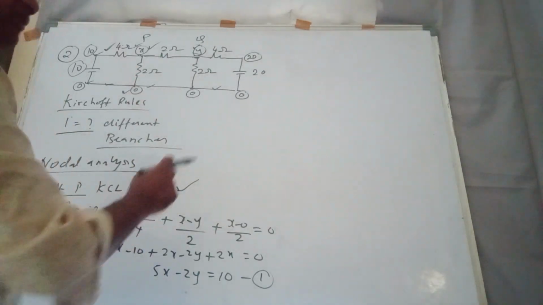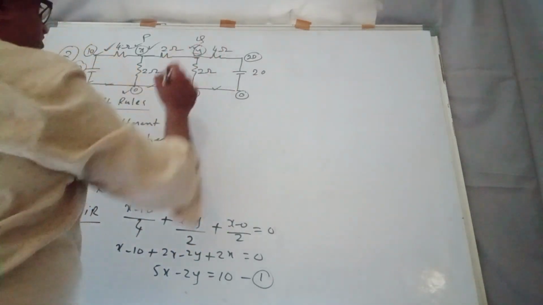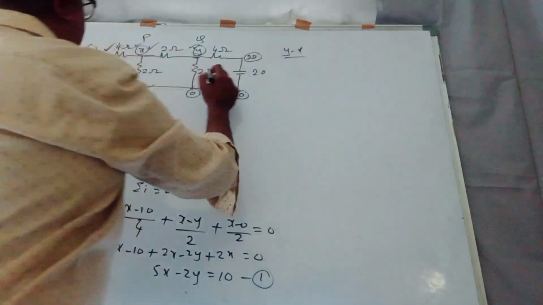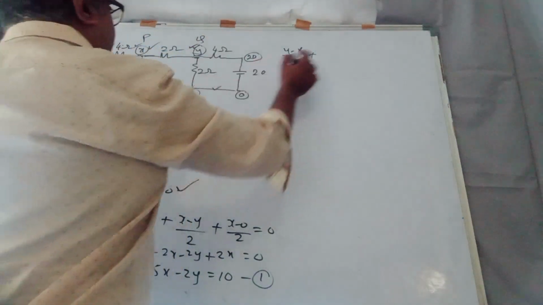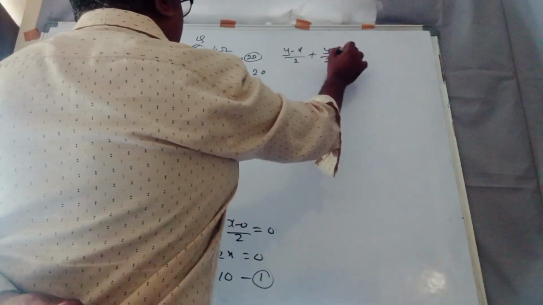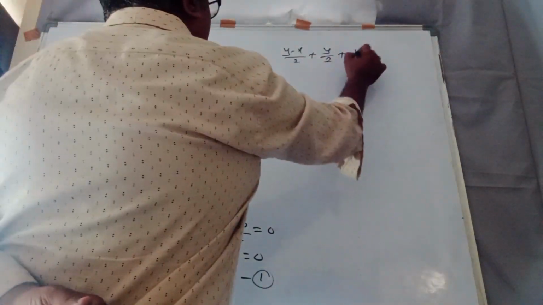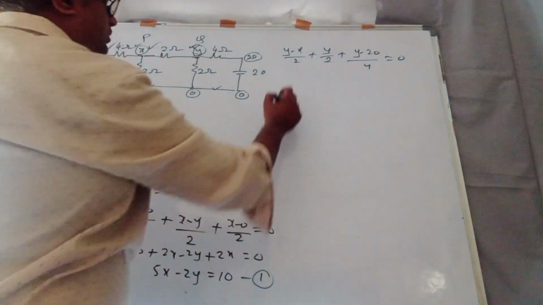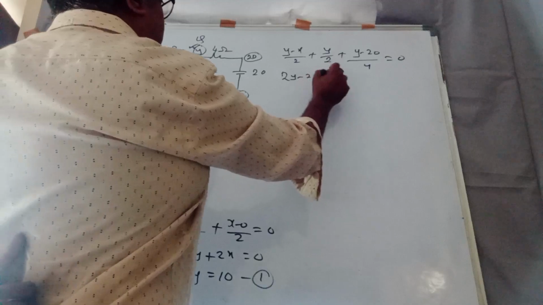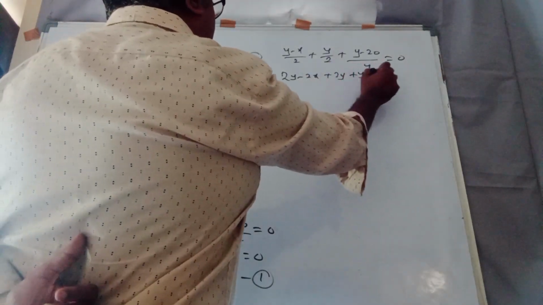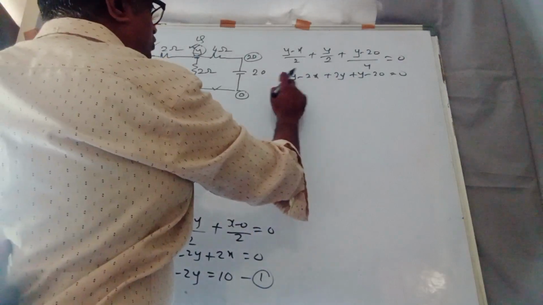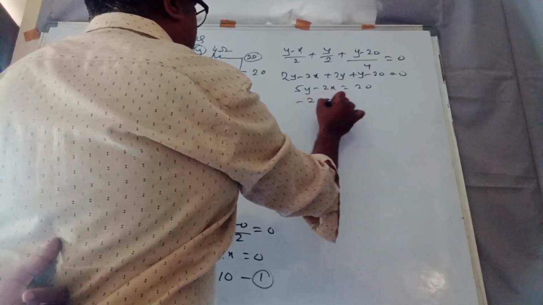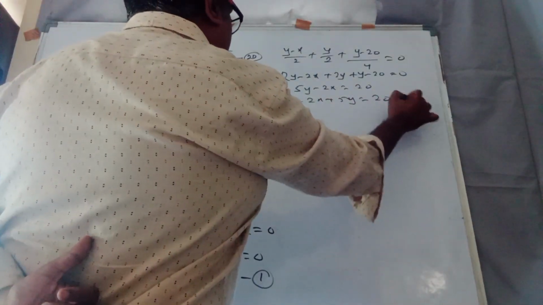Similar concept we will use at the second node also. This time I will assume this potential is higher. So I will write the equation: y minus x divided by 2, plus y minus 0, which is y, divided by 2, plus y minus 20 divided by 4 is equal to 0. So multiply both sides with 4, you get 2y minus 2x plus 2y plus y minus 20 is equal to 0. So this is 2, 2, 4, 5. 5y minus 2x is equal to 20, which is minus 2x plus 5y is equal to 20. This is my equation 2.